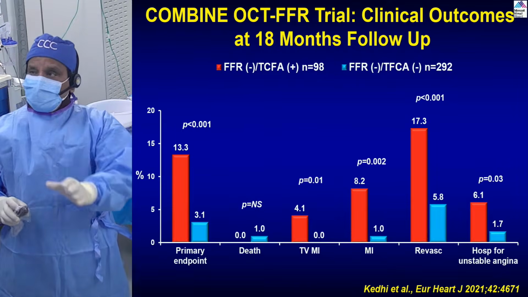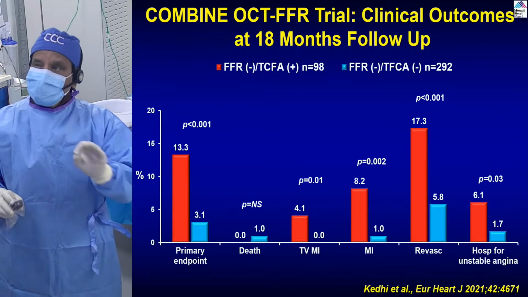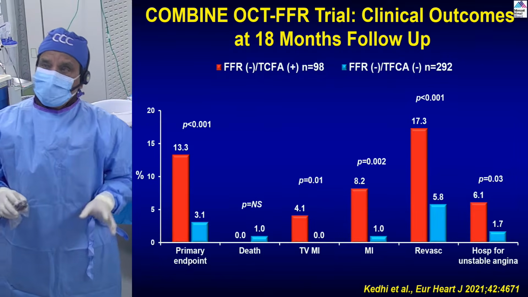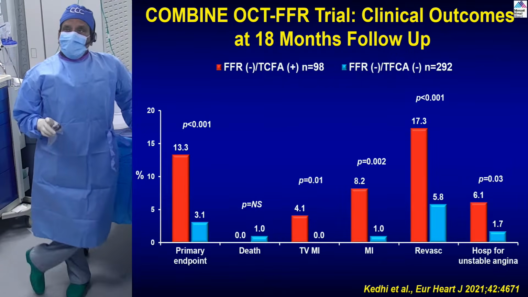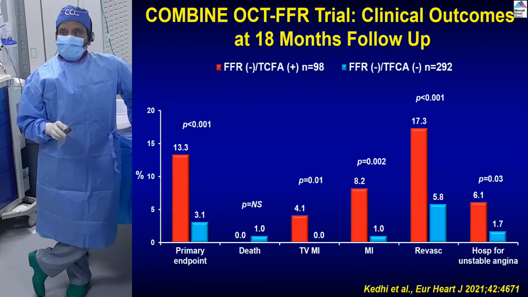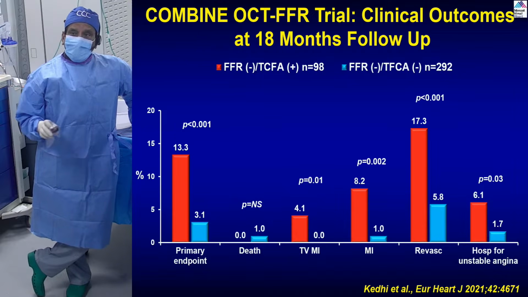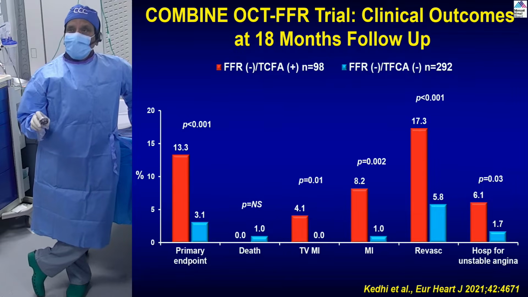Individual endpoints are shown here, that not only the target vessel MI and spontaneous MI all were higher with the TIC-FA positive. So this is the observation. They did not have PCI because FFR negative, you could not have done the PCI in these cases. But very interesting observation of this study of the combined OCT FFR trial at 18-month follow-up.